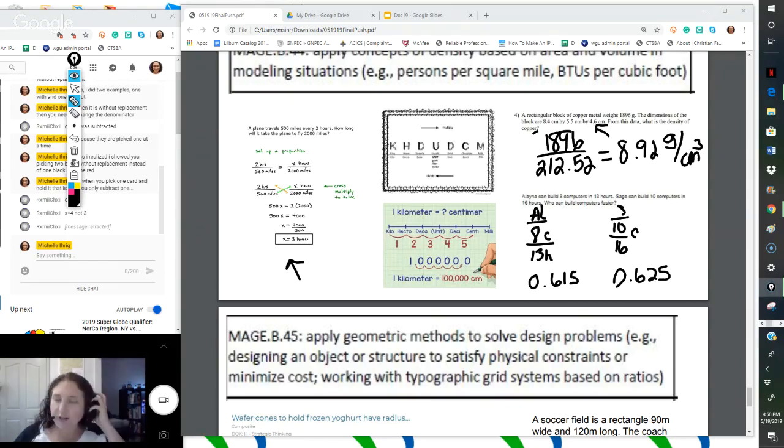And Sage can build 0.625. This is bigger, so Sage builds the computers faster. So density isn't always like that. You know, it could be other pieces.